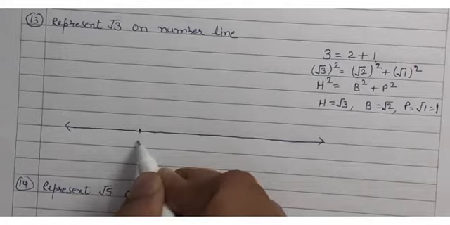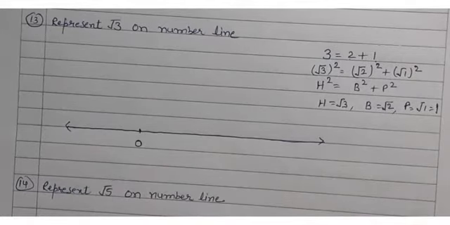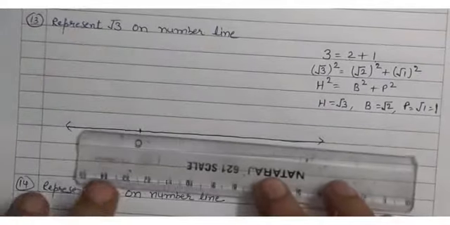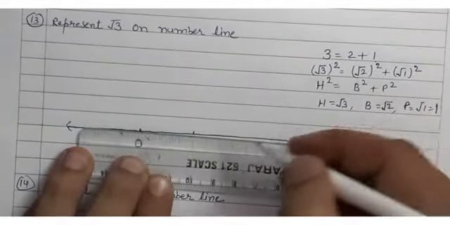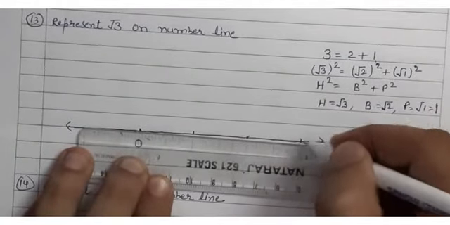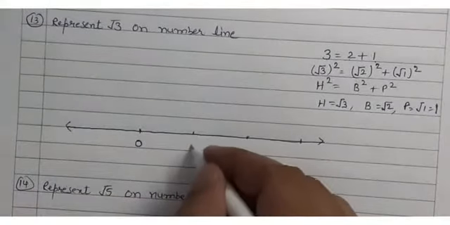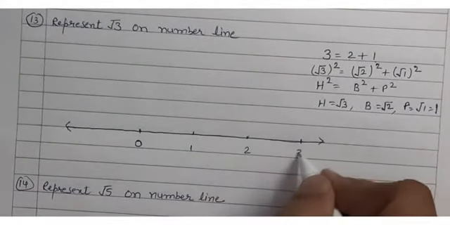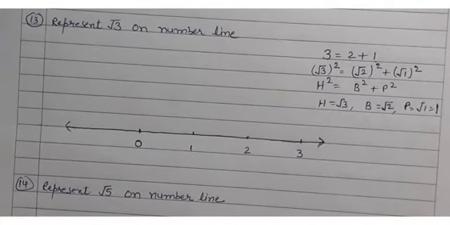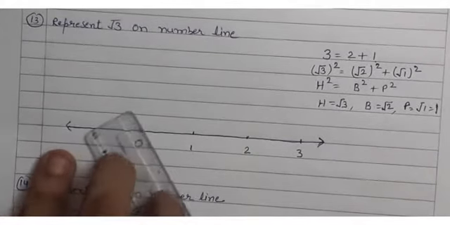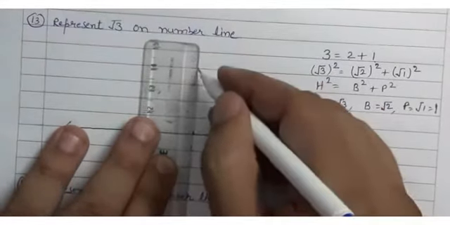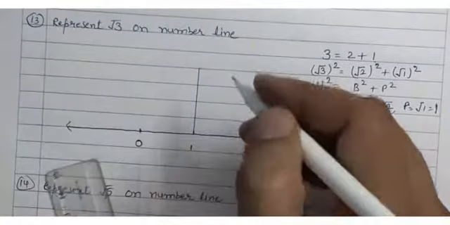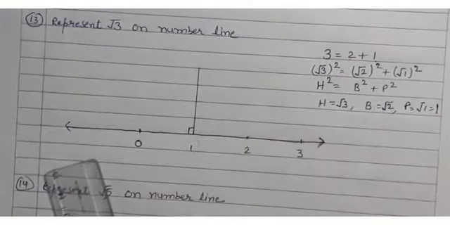like this here 0. Okay, and using my inch scale this side, so I'll take 1 and 2, 1 and 2, and here is 3. Okay, this is 1, this is 2, and this is 3. This is your number line. Now I am going to draw 90 degree here. 90 degree I am going to draw. Okay, this is your 90 degree.